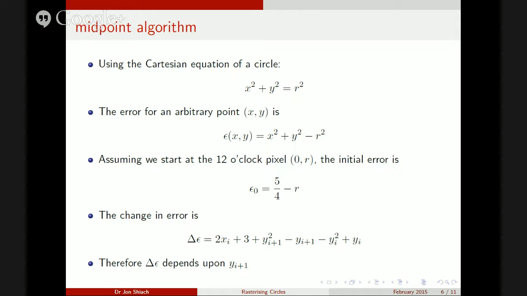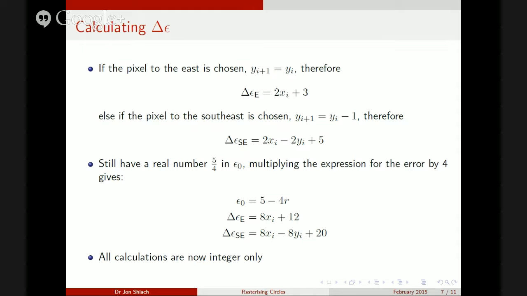If you remember, we're not interested in the value of the error. We're only interested whether it's positive or negative. So if I multiply this by 4, I'll get 5 minus 4r. That's a whole number because the radius has got to be a whole number, because we're dealing with pixels. If I multiply the change in error for the east pixel by 4, I'll get 8x plus 12. And if I multiply this by 4, I get 8x minus 8y plus 20. So all calculations are now integer-only. It's essentially Bresenham's algorithm, but for circles.